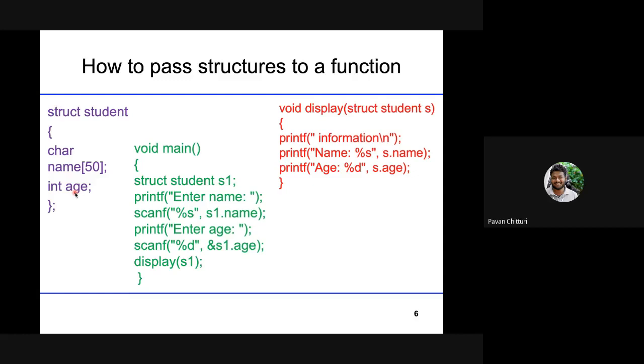So int a can be written outside the main function or we can write the same thing inside the main function. In the same way, we can declare the structure, define the structure outside of main function. Now this becomes a global variable, global structure. The structure can be accessed by any function.